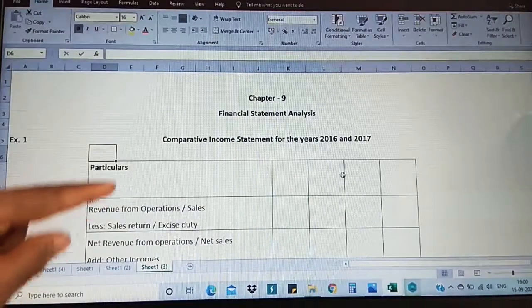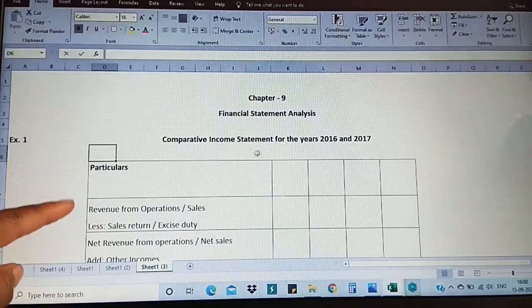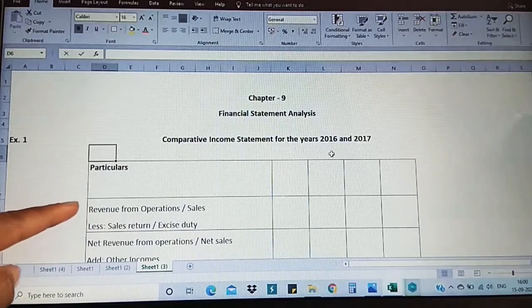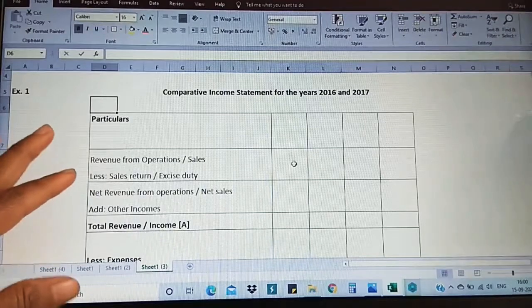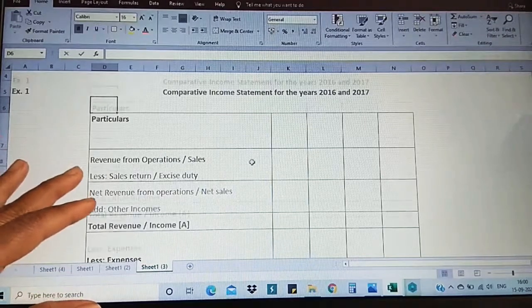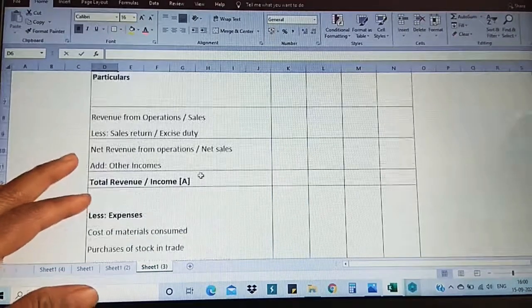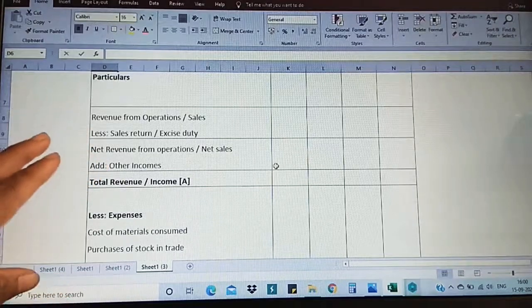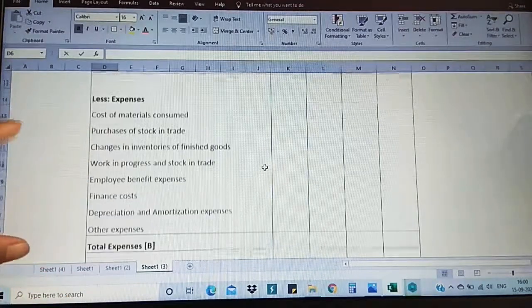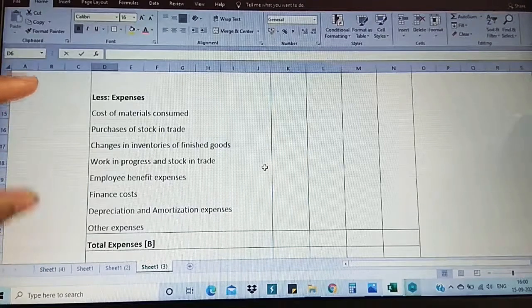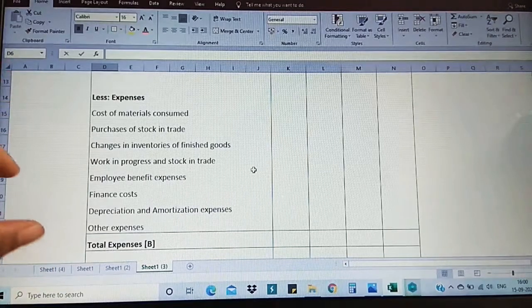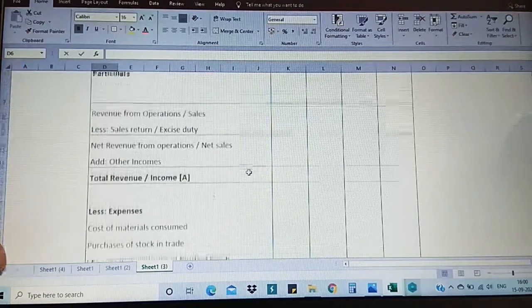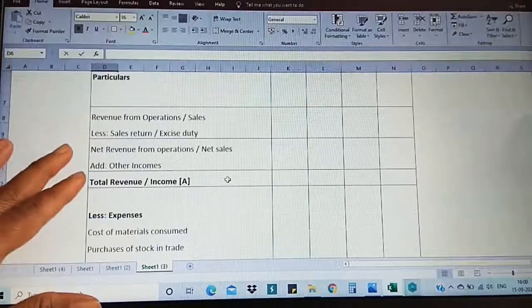Coming to the format of comparative income statement for the years 2016 and 2017, which is given here. Just observe here, it is as per the format. I have not made any changes. As per the question, whatever is necessary, we are going to take, and what is not there, we're just going to remove those items.